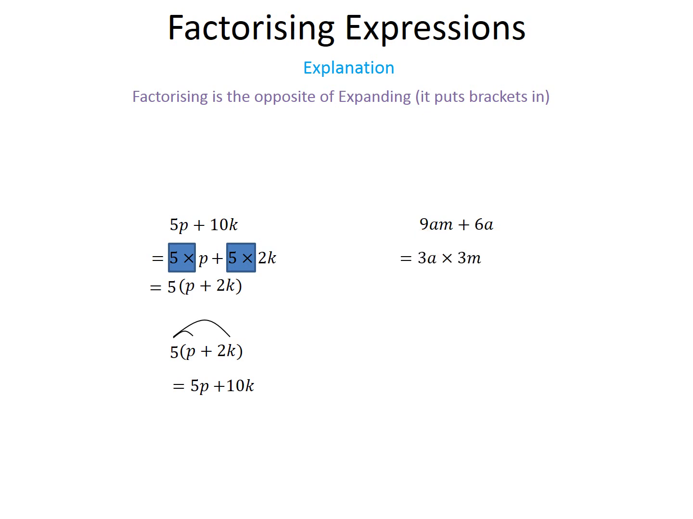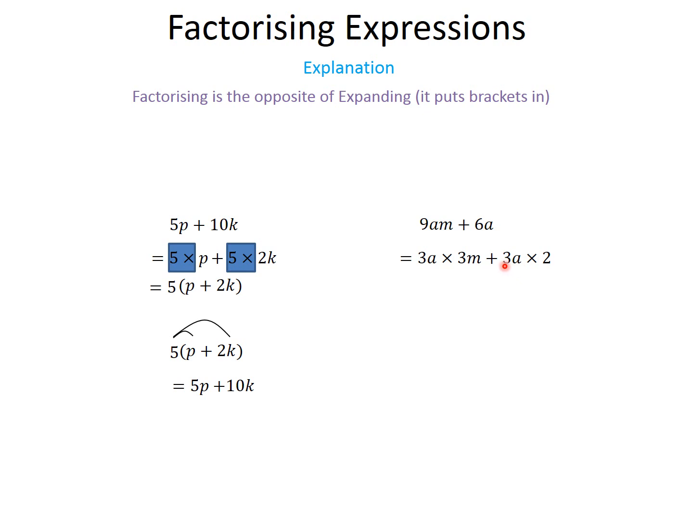I'm going to separate that into 3a times 3m. That's still the same as 9am. 3 times 3 is 9, and we got the a and the m. And this 6a, I'm going to separate that into 3a times 2. Notice once again, the 3a times 2 is exactly the same as 6a.